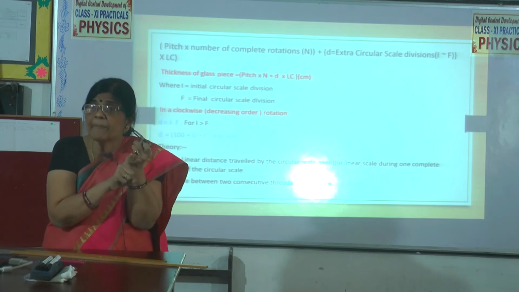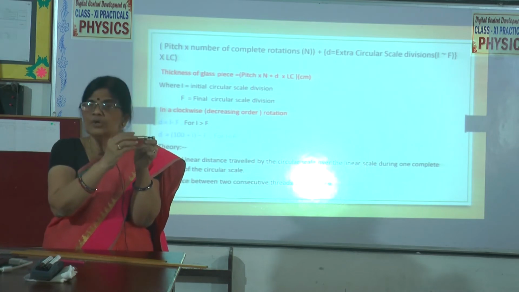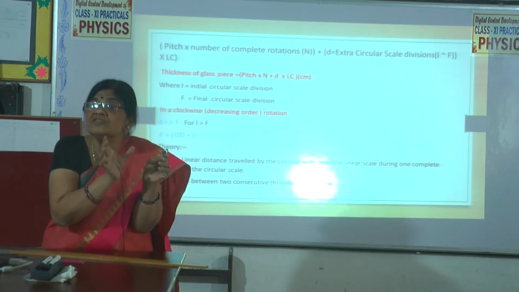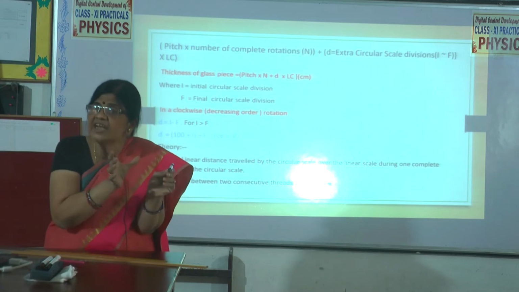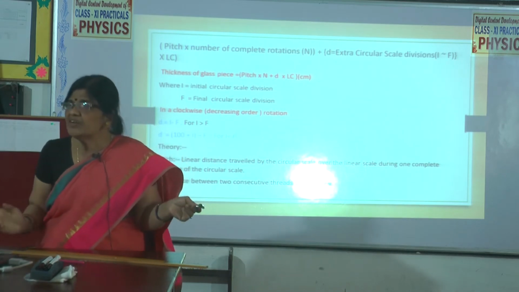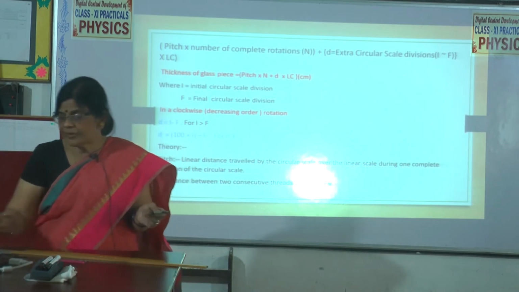So what is the first step with your screw gauge? After seeing that it is proper and not loose, take a proper screw gauge and then see how many divisions are there on the linear scale. If there are 10 divisions, then it is 0.1 cm. If it is 20 divisions, it will be 0.05. Now, so what is pitch?